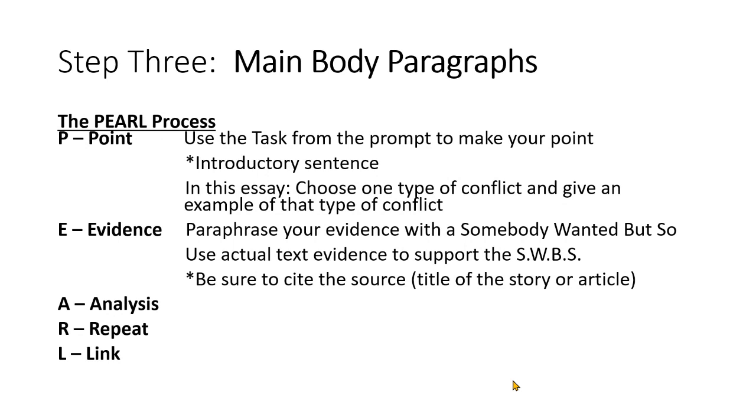The evidence has kind of two parts here. First is paraphrasing the evidence. This is where you are saying what happens in these stories. We're going to use the somebody wanted but so tool, because it will take actual events from the story but put them in your own words. Then we'll add some actual text evidence to support the somebody wanted but so by using some quotations and some small snippets of the story. Very important in the evidence to cite the source. This would be if you're using something from Broken Chain, to say this evidence came from Broken Chain.